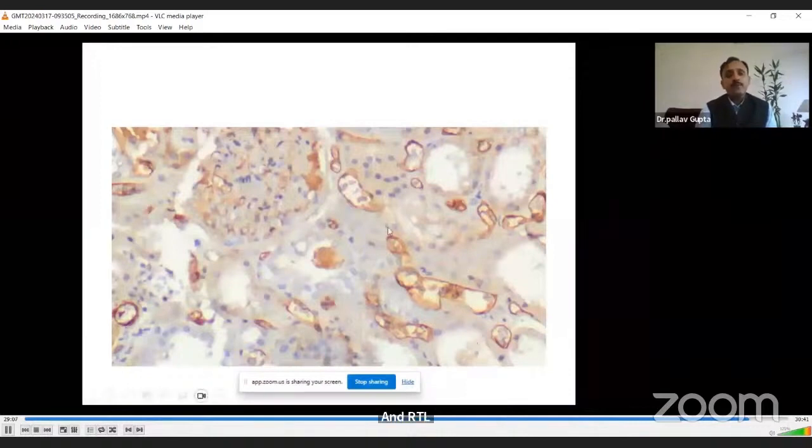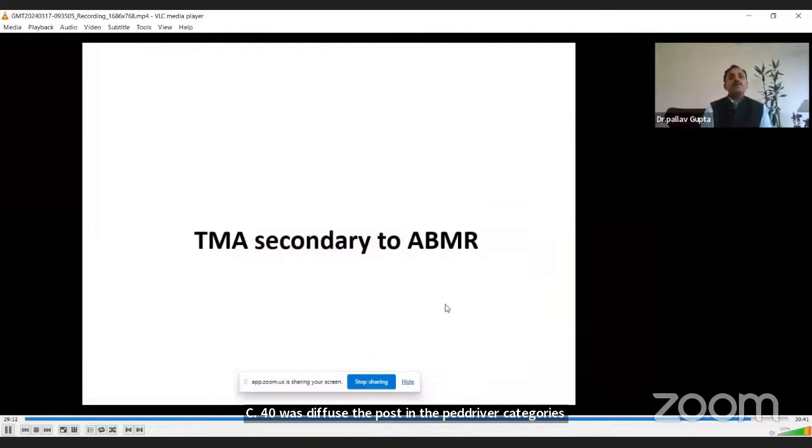C4d was diffusely positive in the peritubular capillaries. So this was a case of TMA secondary to acute antibody-mediated rejection.